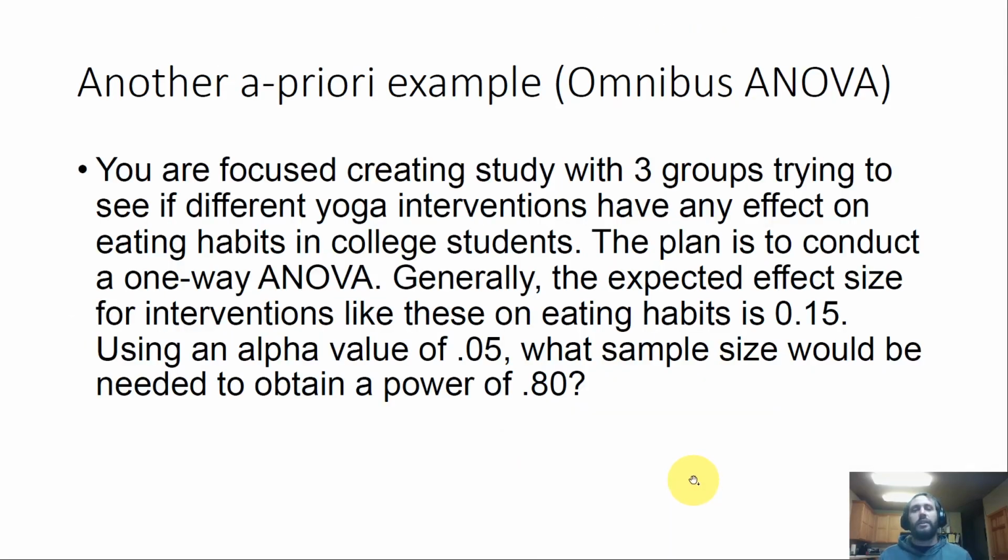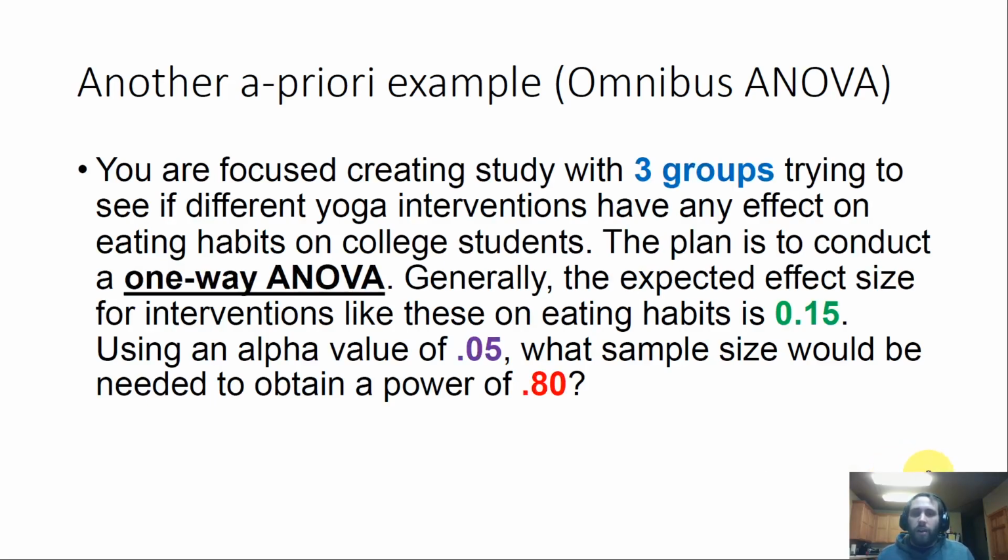So let's do another one. Now we're going to be doing this through an omnibus ANOVA. So let's say you're focused on creating a study with 3 groups, trying to see if different yoga interventions have an effect on eating habits in college students. So the plan is to conduct a one-way ANOVA, and generally the expected effect size for interventions like these on eating habits is 0.15. So using an alpha value of 0.05, what sample size would be needed to obtain a power level of 0.80?